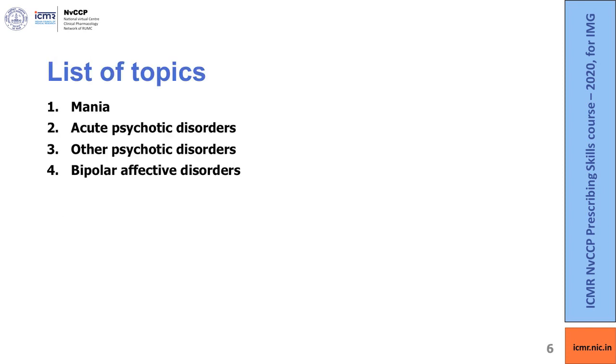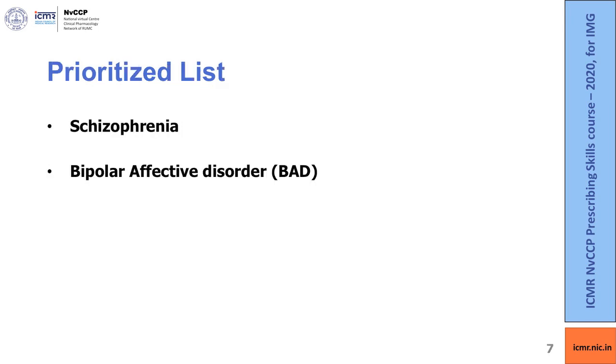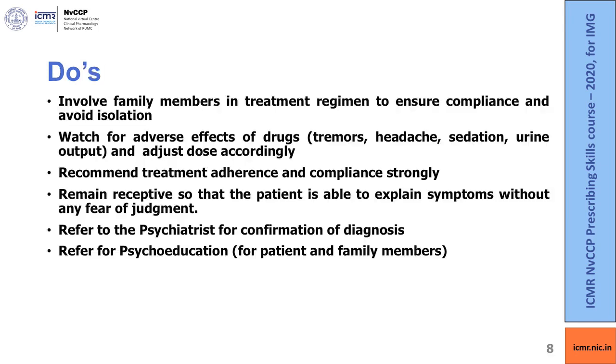This is the list of topics that we found from the document in the MCI. So, the topics which are related include mania, acute psychotic disorders, other psychotic disorders and bipolar affective disorders. After discussing with the specialist, that is the psychiatrist, we listed the priority areas as schizophrenia and bipolar affective disorders.